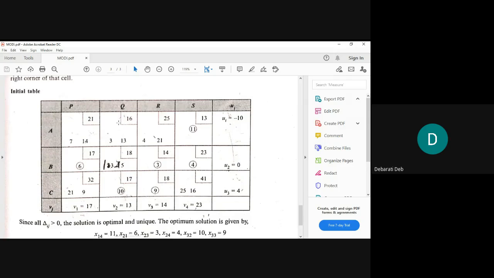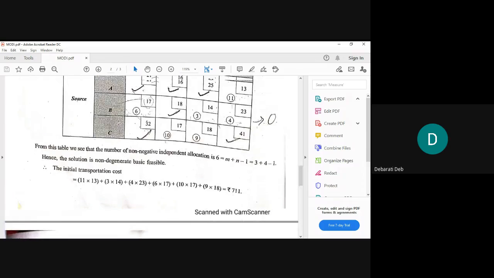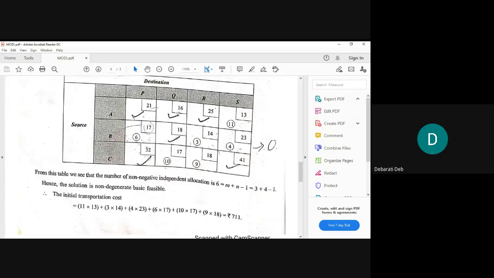Okay, the next unoccupied cell is which one? The next unoccupied cell is the second one, right? 16. So what is the U number for this 16 and the V number? Tell me what U and V are for this cell. Who will tell me, so that I can understand that you have understood this method? What will be the U and what will be the V for this second cell? That is 16 I'm talking about. Ma'am, U1 and V2.